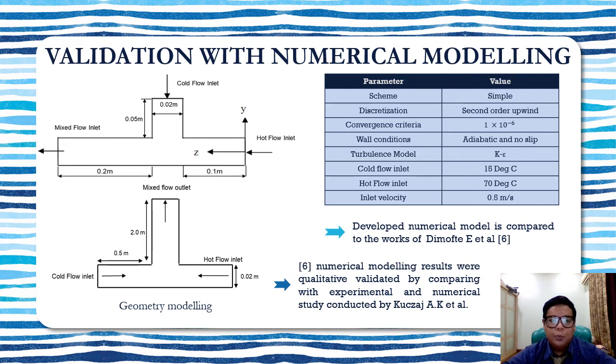The dimensions of the geometry can be found in the figure given, and the table shown lists the parameters and their values to be used in their studies. The results from their simulation were compared and validated with the experimental and numerical study conducted by Kuszczak. As you can see here, this is the geometry and the dimensions for the intersecting mixing T, while this one is for the colliding mixing T.